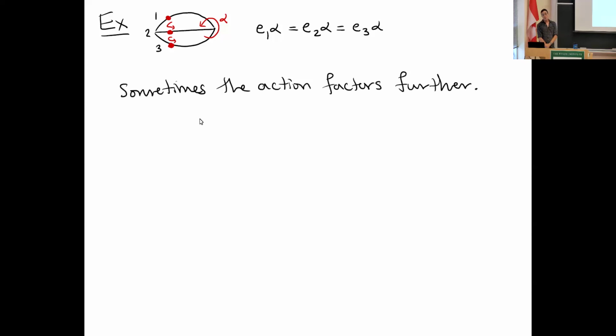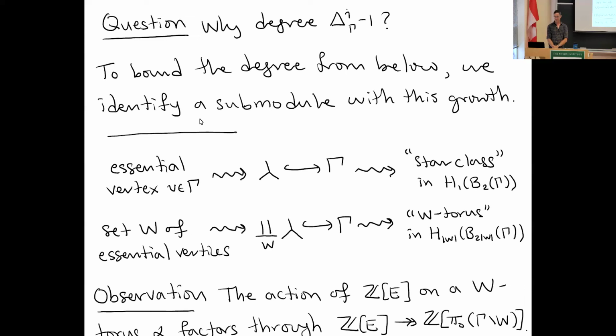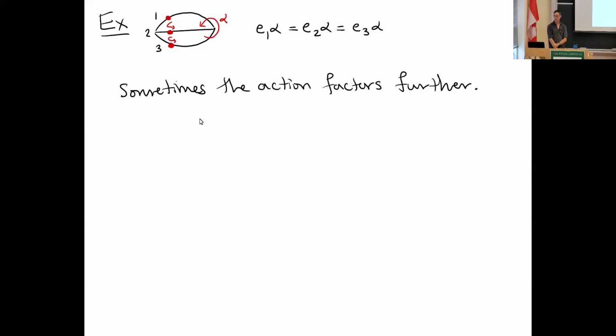Okay. So that's saying, what were we illustrating? Let's just remember. That was saying that the action of this polynomial ring on this toric class factors through a predictable quotient where I identify edges in the complement of W. Sometimes the action factors even further than that.